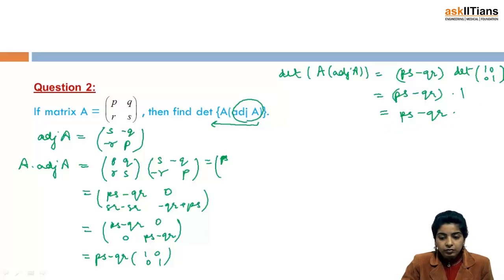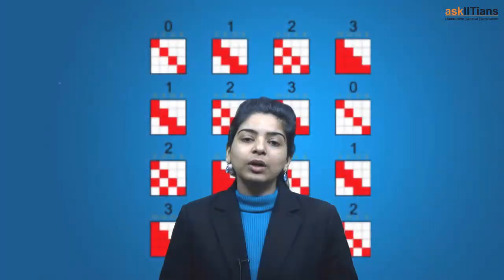We have found out the determinant of A of adjoint of A. In fact, this was also quite simple. So I hope you must have understood the concept of adjoint.